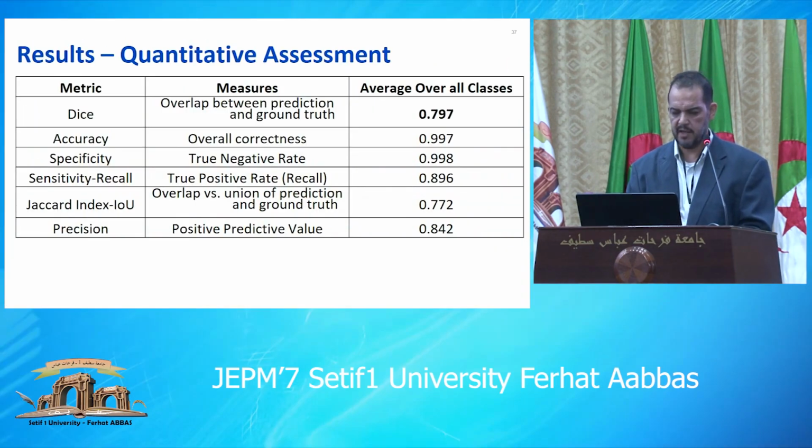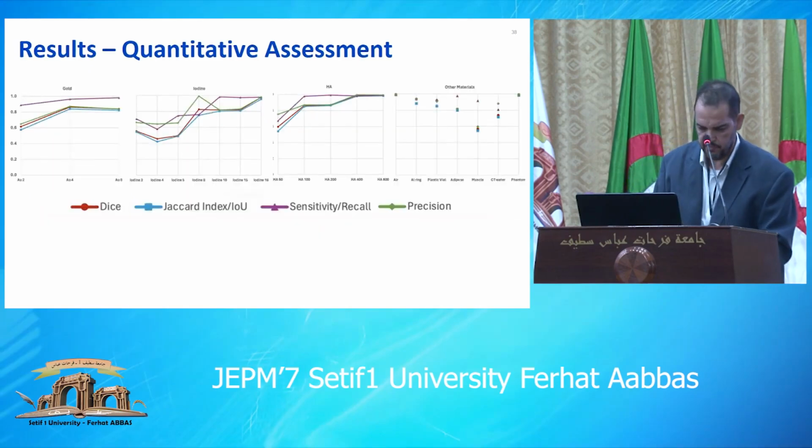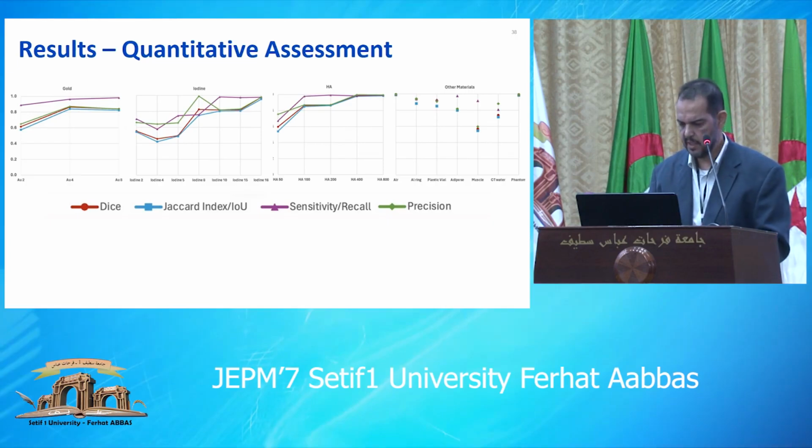Okay, so these are the different parameters. The average dice was 0.797. You have the accuracy, specificity, the recall, and the Jaccard index and precision. So these are some of the metrics that she used for evaluating the performance of her model. So this is in a graphical form. We have here the different parameters, dice in red, the Jaccard index in blue, pink, and sensitivity, and so on.